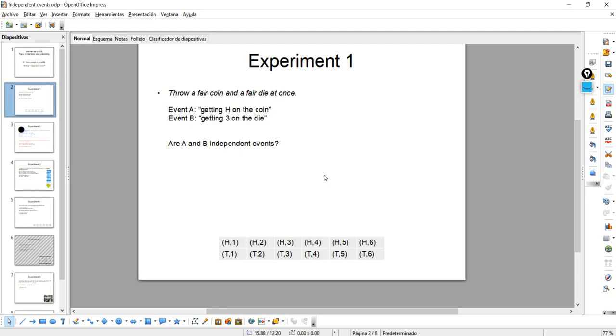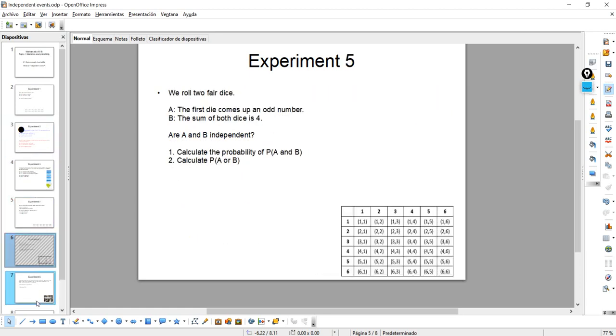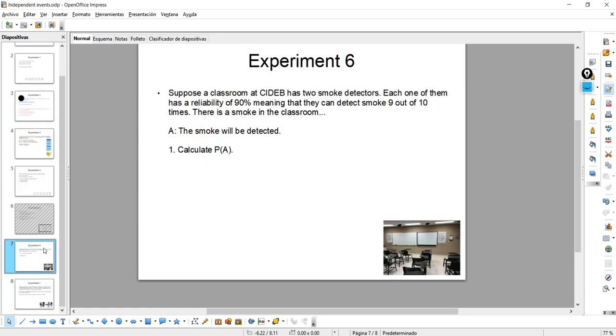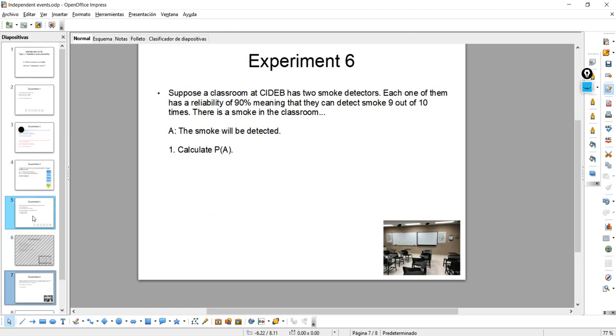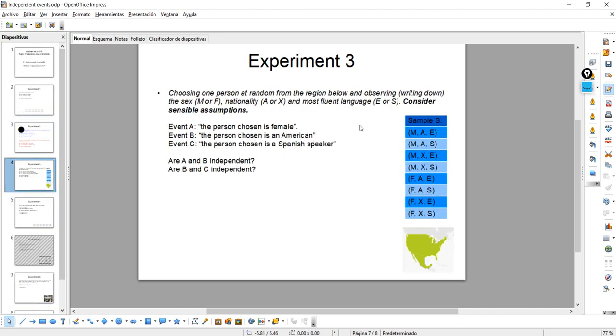Hello class, in this video I will go over the same experiments, the last experiments that we studied that involve the concept of independent events. Basically, we already solved them all, I believe, except this one, the experiment number 3. But even though we have already done them, I want to go over each one of them in order to explain them quickly to you, because in class I was waiting for you to answer some of these questions, etc. And here, it's going to be everything rather straightforward.